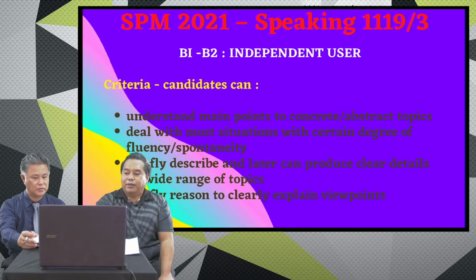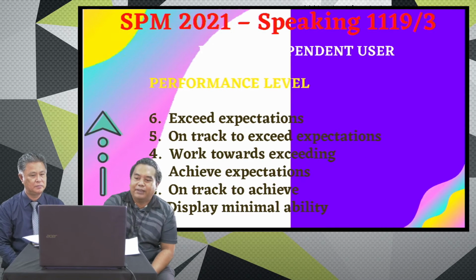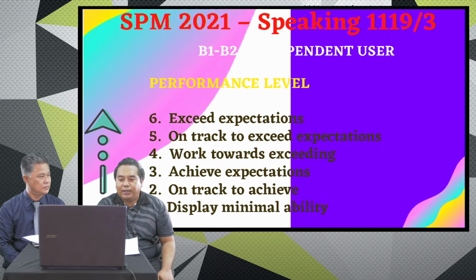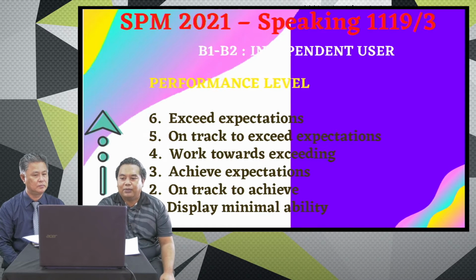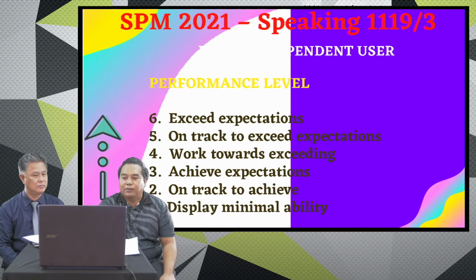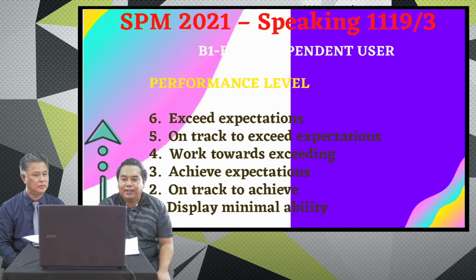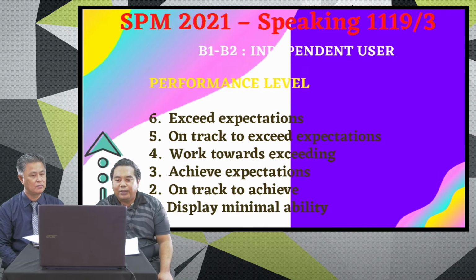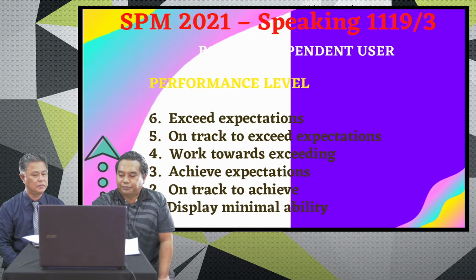Okay, next we are going to the next slide. These are the performance levels. It is from 1 until 6. 1 is the very lowest, display minimal ability. 2, on track to achieve. 3, achieve expectation. 4, work towards exceeding. 5, on track to exceed expectation. And 6, exceed expectation. So in order to achieve, we have to be at level 3. Okay. Next.